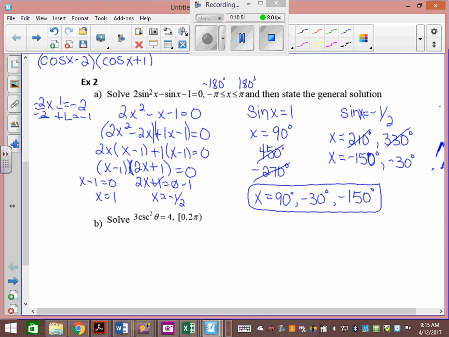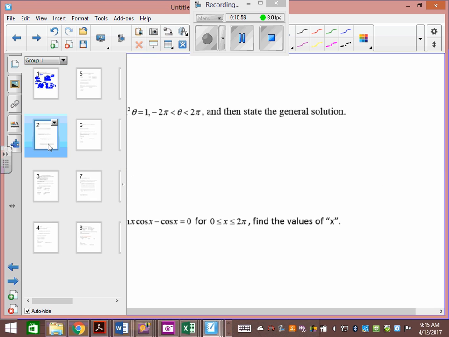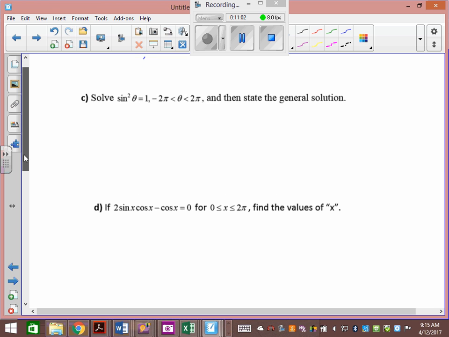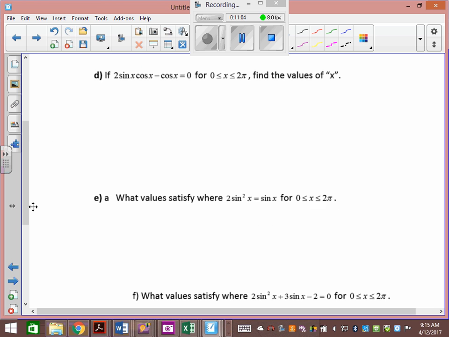Okay, then we're going to go to the next page if you have them printed off. What am I going to do for D? 2 sine x cos x minus cos x equals 0. I told you if you had a sine x, replace it with x. If you have a cos x, what could we replace it with? A y?